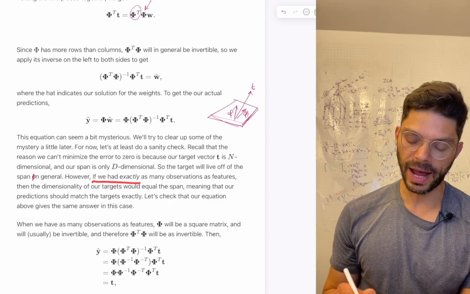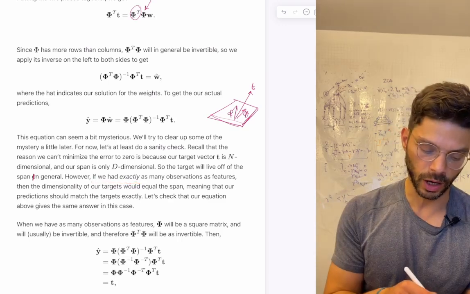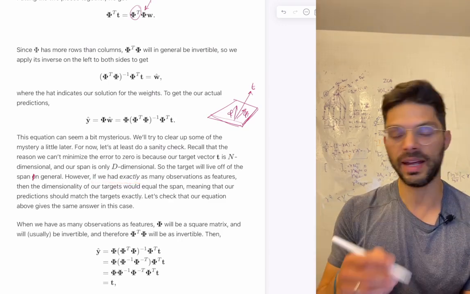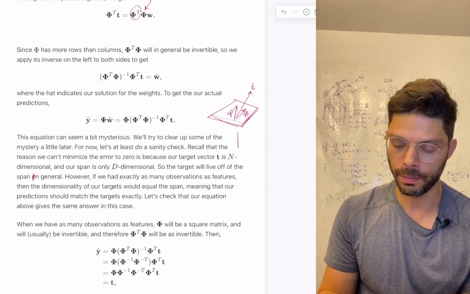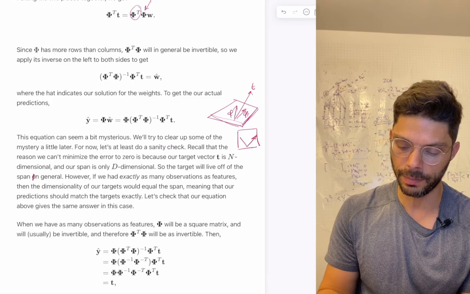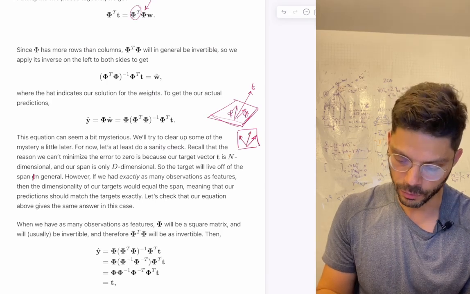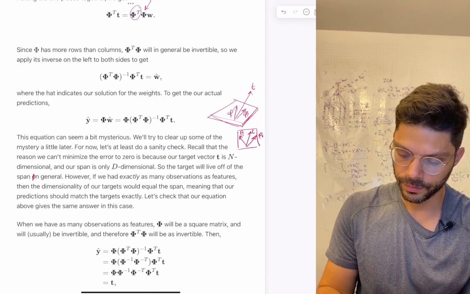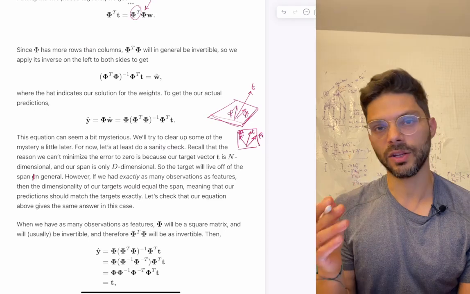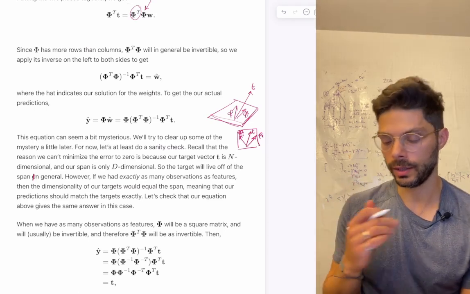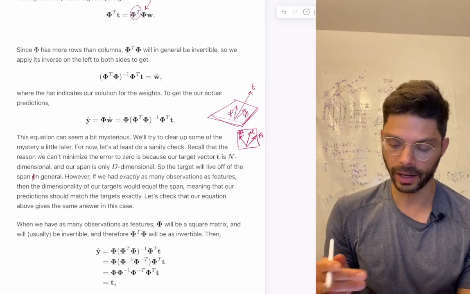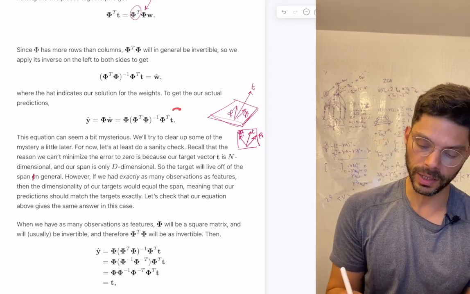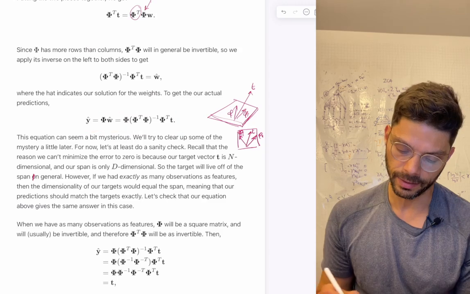However, if we had exactly as many observations, so now we're talking about the case where the whole situation was two-dimensional, so the phi's were two-dimensional, we're living in that space, but the target was also in that space. So there's t. Well, then in that situation, we could actually recover it exactly. So let's make sure that our formula does give the right answer in that setting.